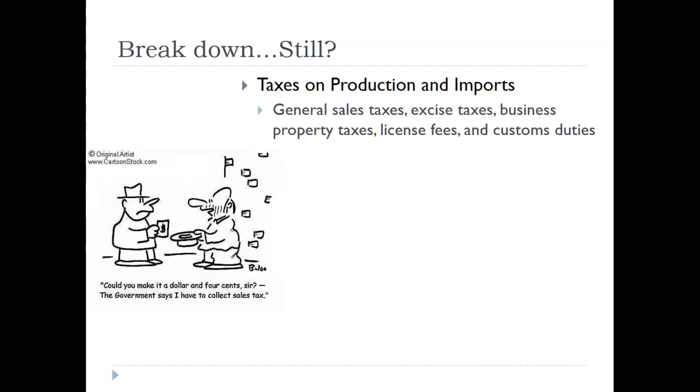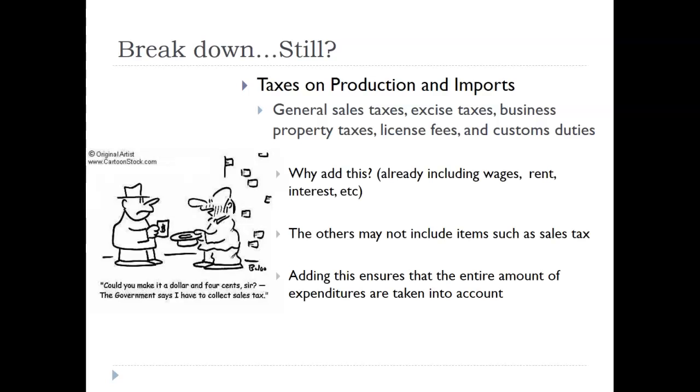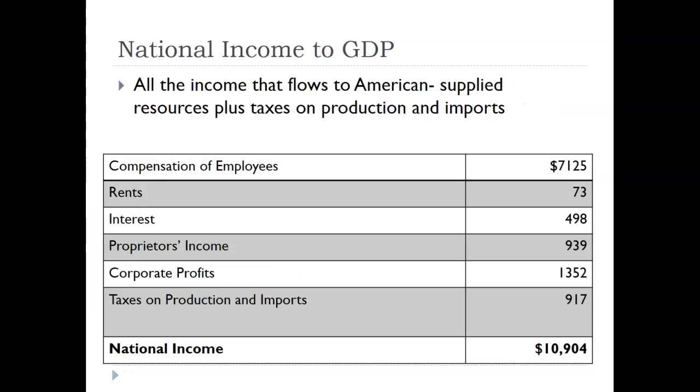Taxes on production and imports, it's the general sales and excise tax. Again, it's the catch-all for everything else. Why add this? Because we haven't accounted for this in some other place. We account for corporate taxes, we account for personal income taxes, but there might be some that we haven't accounted for. So again, if we're trying to figure out how much money people have, we need to figure this out, and that does include the government as well. So here again is all the income that flows to America, or whatever country you're in, from supplied resources, plus taxes on production and imports, because that is part of the government income.